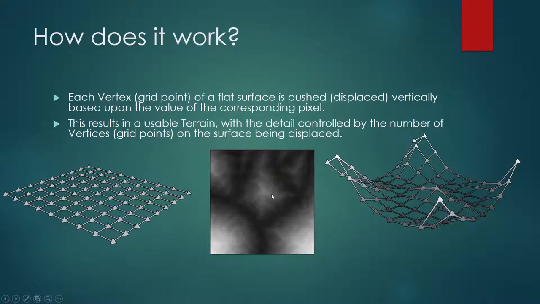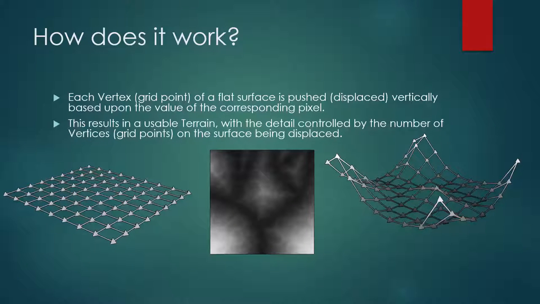Once we give that the height map, every vertex on this piece of geometry is going to be displaced vertically or pushed based upon the value of the corresponding pixel. When this gets laid flat on top of here, we can see the result over here. The black areas are very low, and the white areas are the tips of the mountains. So this is very low detail, but we get a bit of an idea of how it actually works.